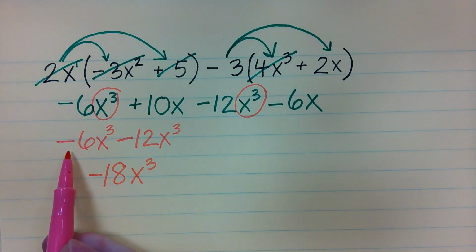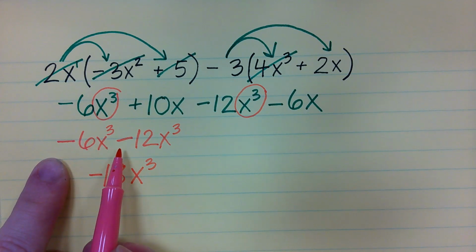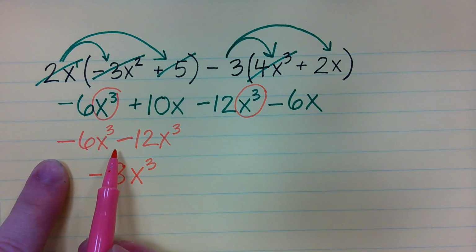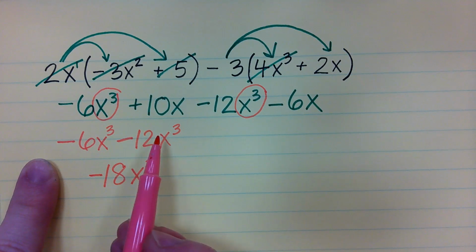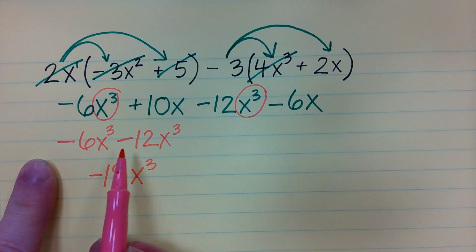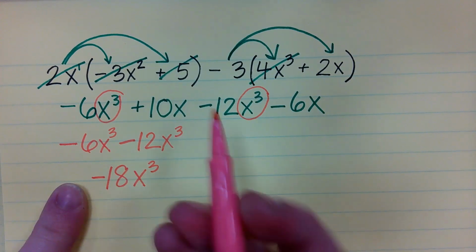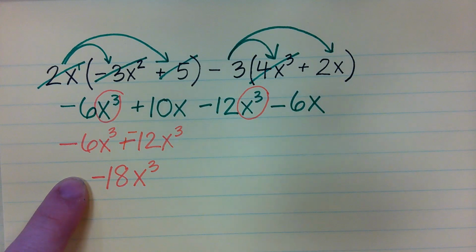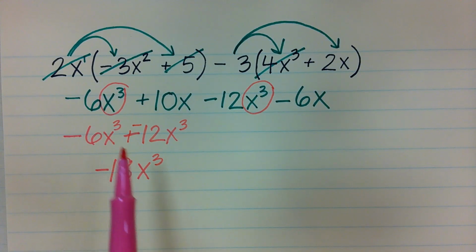Remember, whenever we are starting with a negative number and we are subtracting, it's the same thing as a negative plus a negative. When you add a negative, it's the same thing as subtracting. When you're subtracting, it's the same thing as adding a negative. So we could think of this as plus negative 12x cubed, if that helps. If not, we could also always fall back on our calculator.